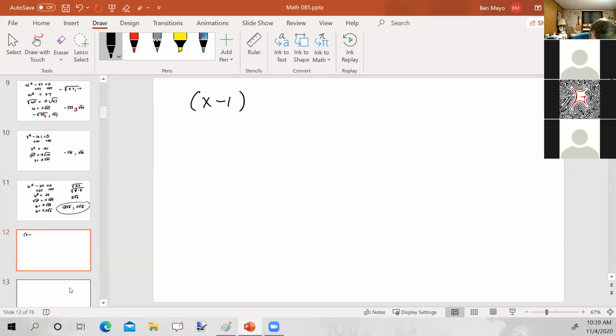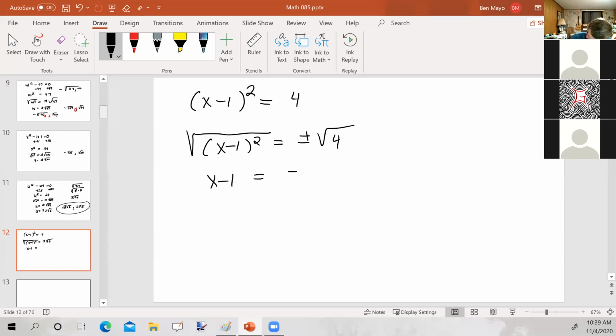Okay, let's take a look at this problem. X minus 1, the quantity squared, equals 4. We still have a perfect square on the left side of the equation. We have a quantity with a variable inside squared equal to a constant on the right side. All right, so now we'll take the square root of both sides of the equation. On the left side, we get x minus 1. On the right side, we get plus or minus 2, because the square root of 4 is 2.